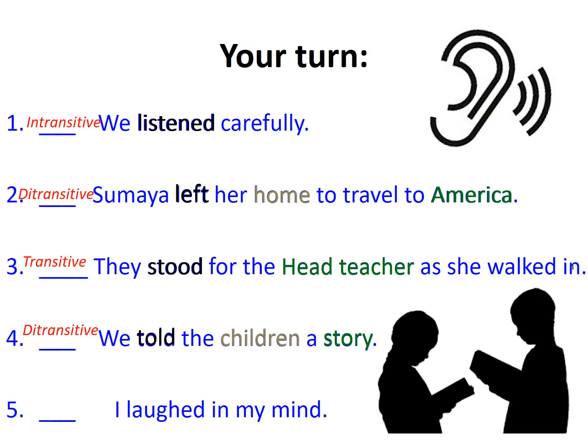Finally, I laughed in my mind. I laughed, but nobody else could hear it. So in this instance, nobody is impacted by the laugh. That makes the verb intransitive.